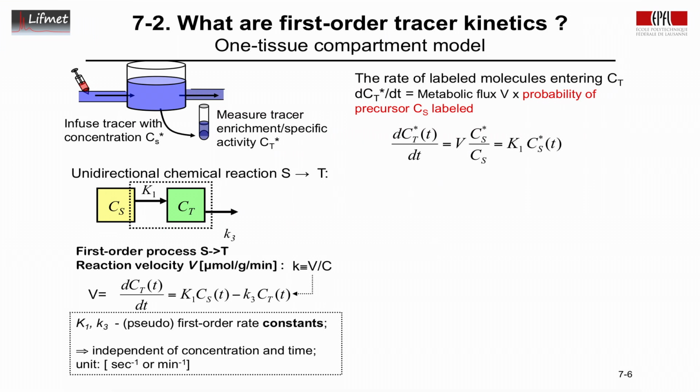So what this means is, we'll take this term here: the rate of labeled molecules that appear here is equal to the reaction velocity times the probability they're labeled. This is the number of labeled molecules of CS star divided by the total number of molecules. That's the probability that they're labeled. That gives us the rate of molecules entering CT, and if we plug this in with this definition here, we'll find that this is equal to K1 times the concentration of labeled molecules in the substrate, CS.